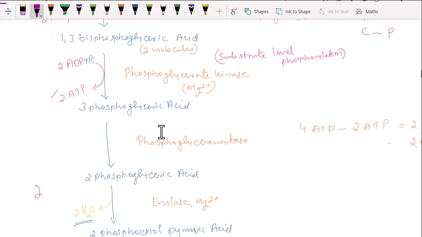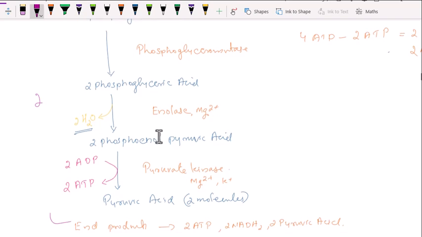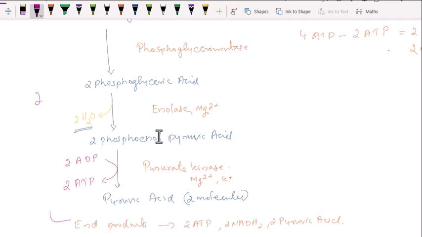3-phosphoglyceric acid is again converted to 2-phosphoglyceric acid. Here the enzyme is phosphoglyceromutase. That is not important for you for the NEET level. Then 2-phosphoglyceric acid becomes 2-phosphoenol pyruvic acid. Along with this, a molecule of water is removed, so we can term it a dehydration reaction. This is the only step in glycolysis where water is removed. The enzyme is enolase.